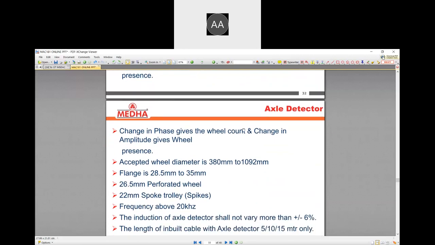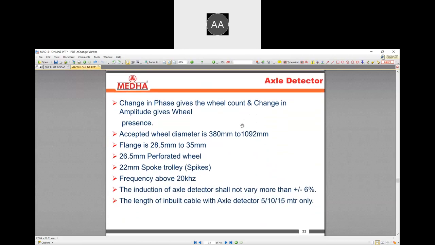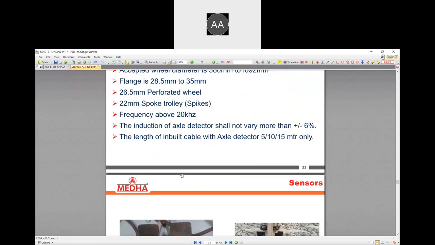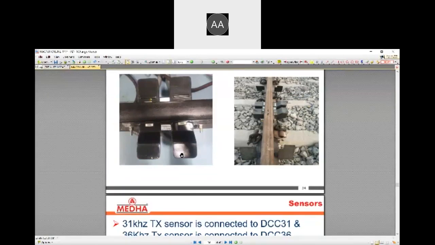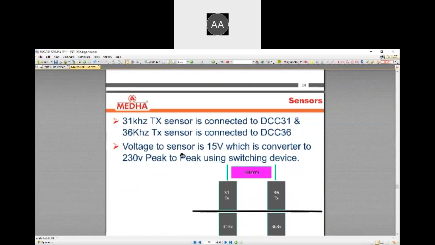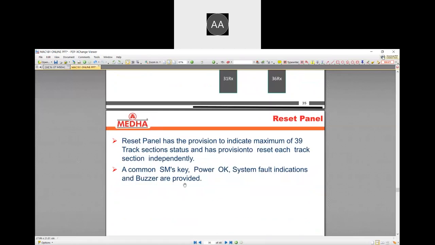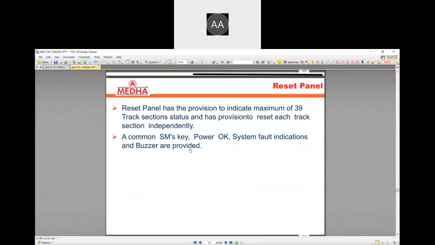Okay, then the axial detector is designed to work for all the above diameters that are accepted in Indian Railways. Then this is the sensors I was discussing about. So there are two sensors, that is one of them is 31, the other one is 36 kilohertz frequency. So this is about the field unit.